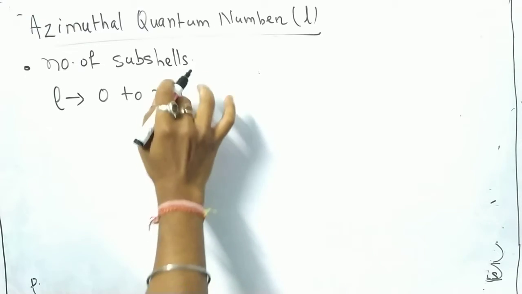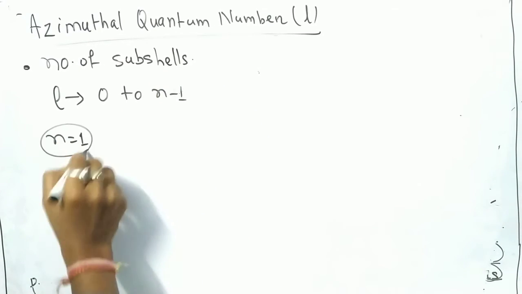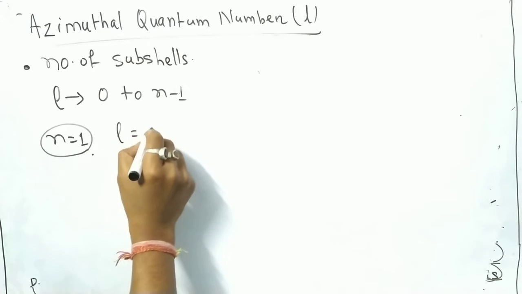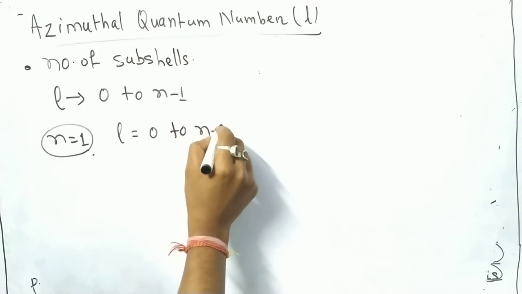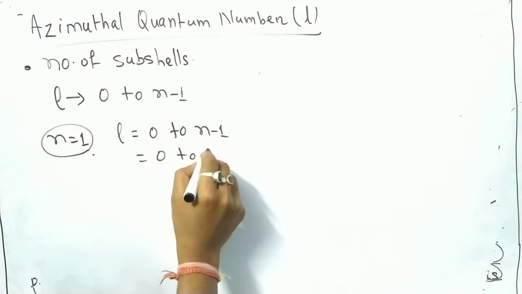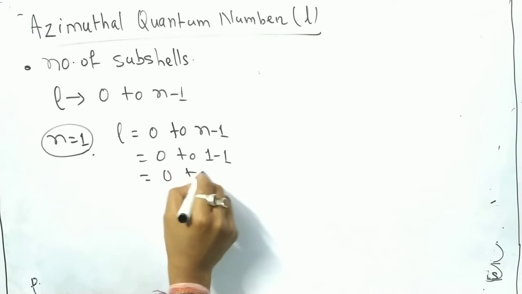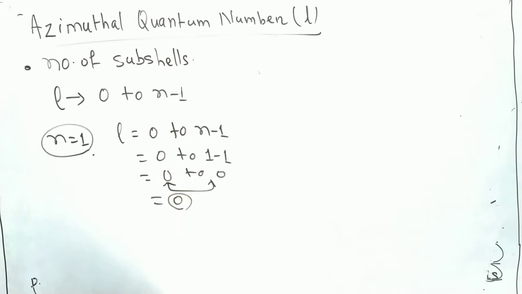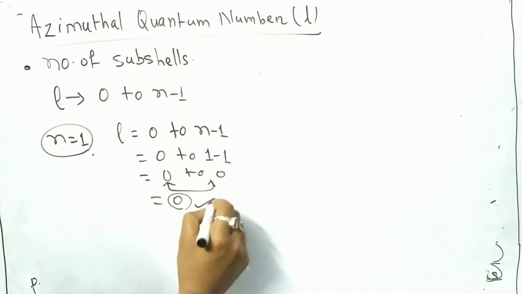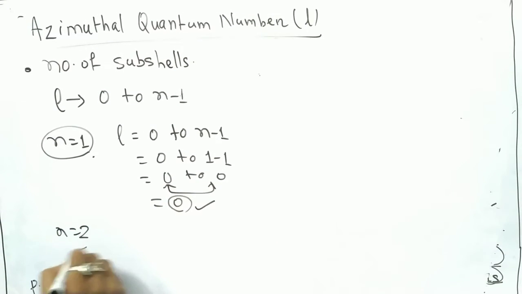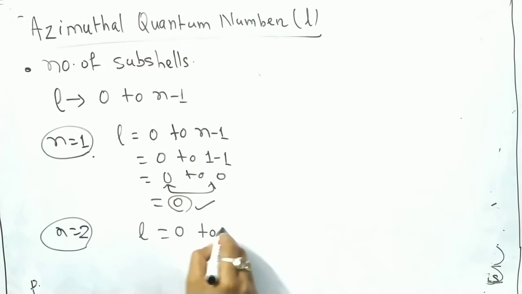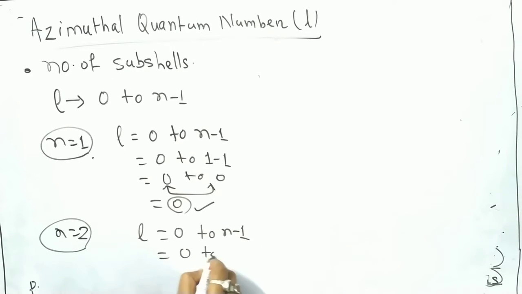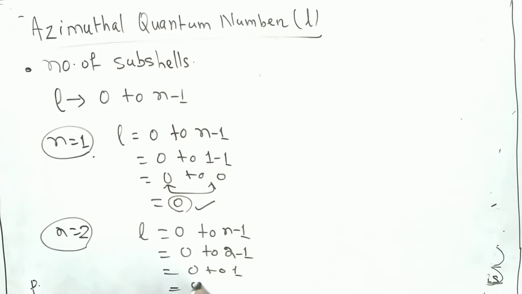Now what happens? Suppose you take n is equal to 1. So the value of l is 0 to n minus 1. That means 0 to 1 minus 1. That means 0 to 0. Obviously between 0 to 0 there is no extra value, it's only 0. So for n is equal to 2, the value of l is from 0 to n minus 1, that means 0 to 2 minus 1, that is 0 to 1. It is only 0 and 1.